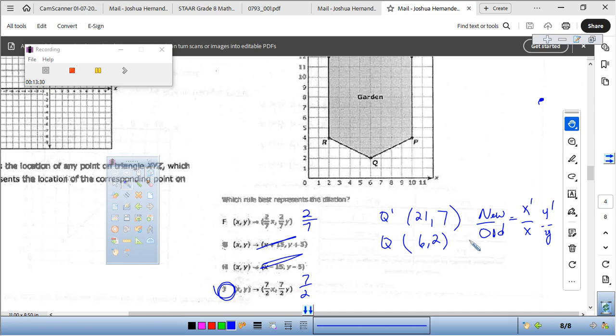Pick it. So we'll go 21 over 6, and that's the x's, right? And if I divide them both by 3, I'd get 7 over 2, and it checks out. If I would just use the y's, look at this, the y's alone. Look at this, 7 over 2, easy dead giveaway.